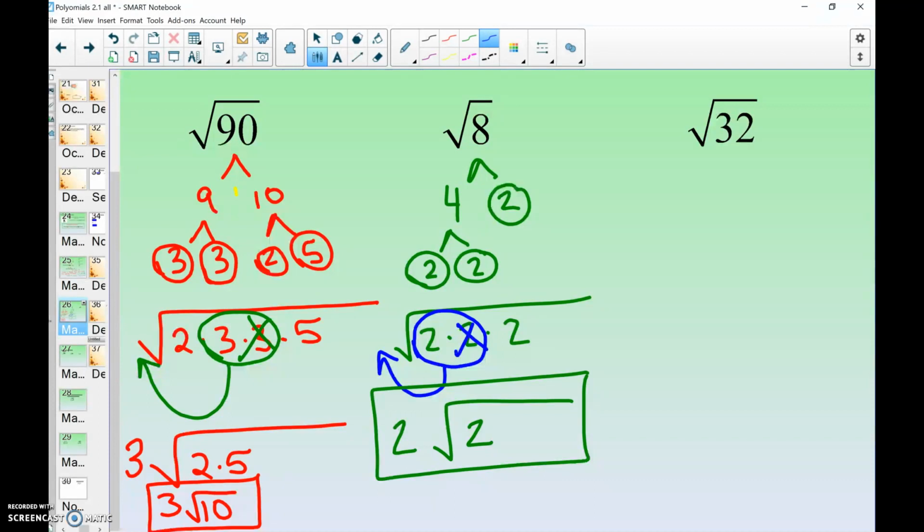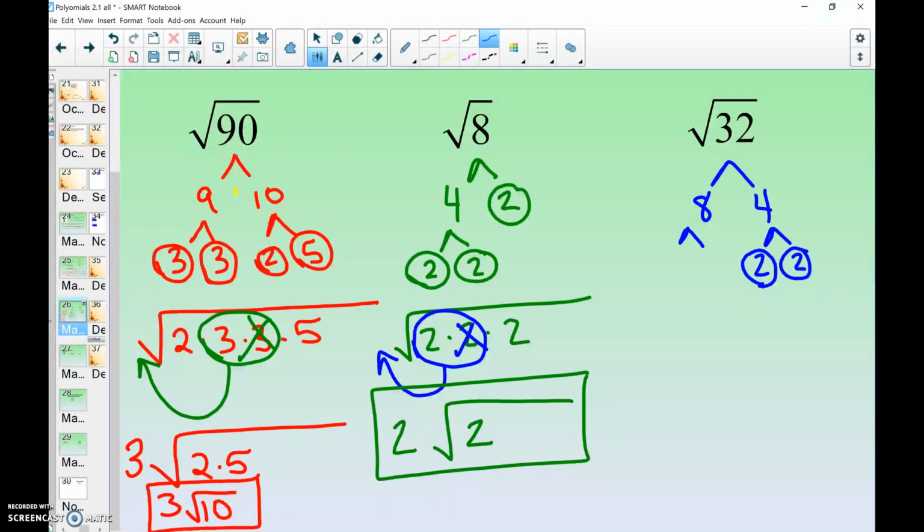All right, last example on this page. 32, you could split it into 2 times 16. You could split up into 4 times 8. Can't split it up into 1 times 32, so don't do 1 times anything. But I'm going to do 8 and 4. Both of those can be split up a little more, so 4 is 2 times 2.